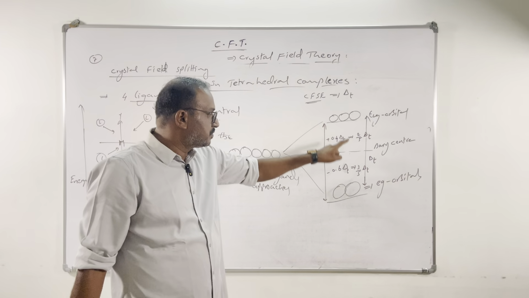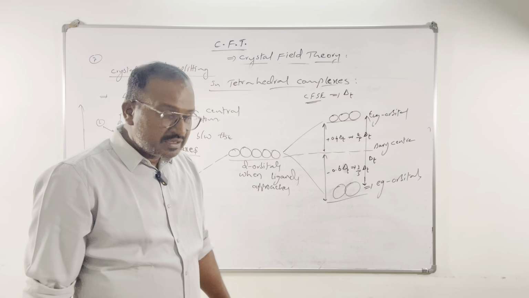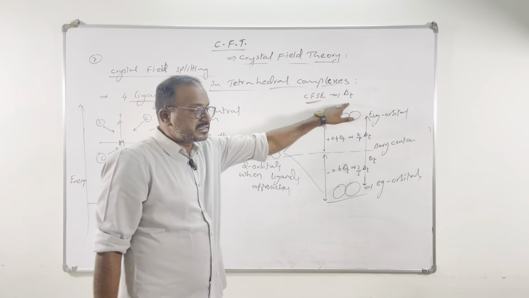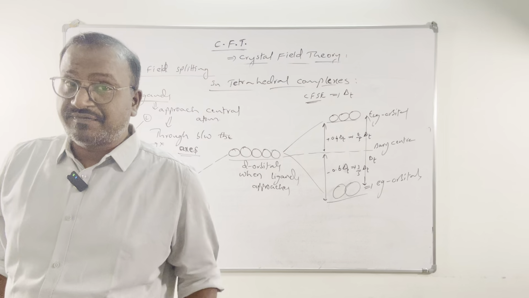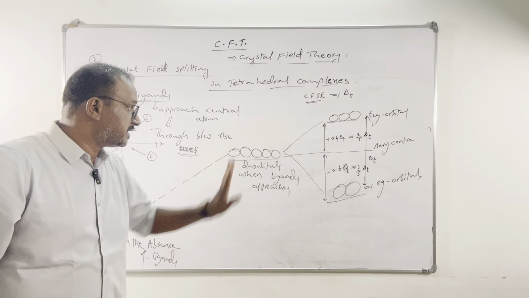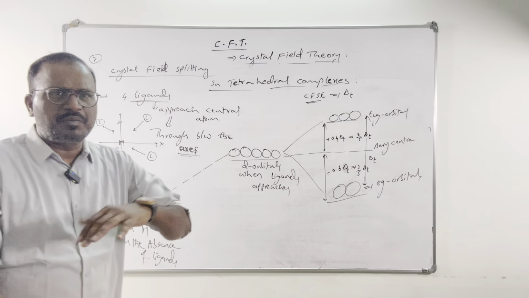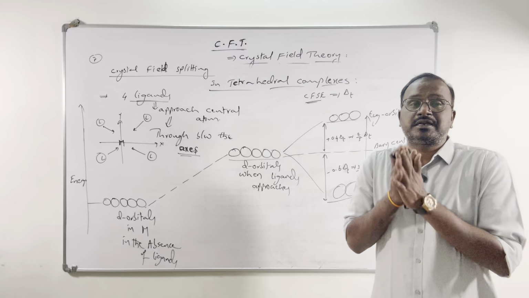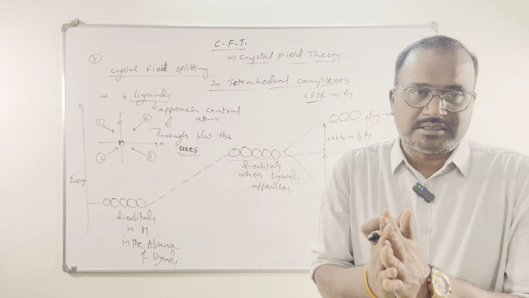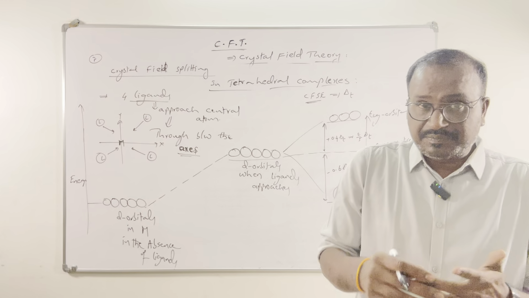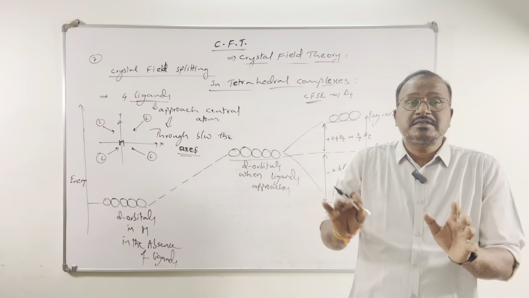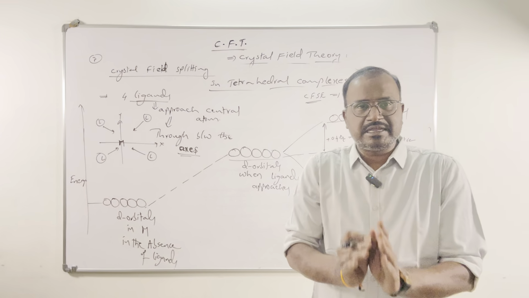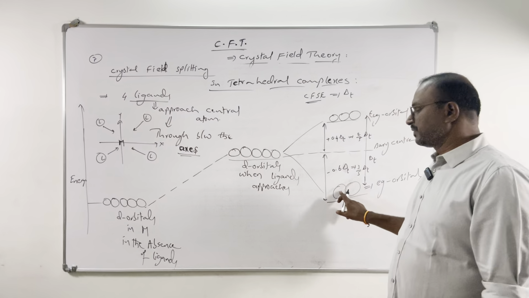The energy difference between this T2g and Eg we call delta T. So like this, in tetrahedral complexes, crystal field splitting takes place and the CFSE is delta T, the energy difference, and the splitting takes place opposite to octahedral complexes. After splitting, electron arrangement takes place in the d orbitals. Remember, as I told you in the previous video also, electrons never come from the ligands to the central atom. Those electrons are present in the d orbitals only.